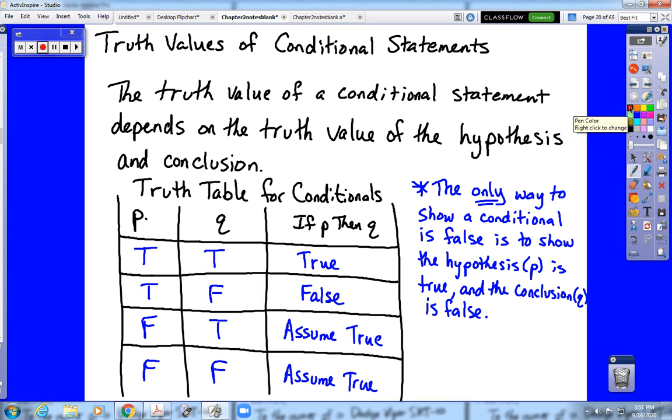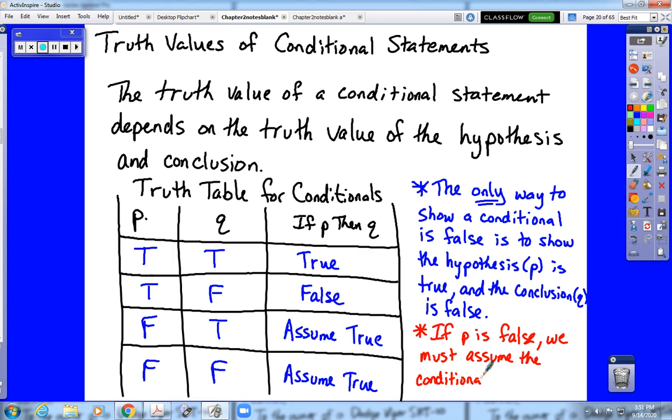The other observation we should make here is that if P is false, we have no choice. We must assume the overall conditional is true. We do not have any choice in the matter. That's the rule. That's the way that it works. So let's look at some examples of this, and then we'll end this video.